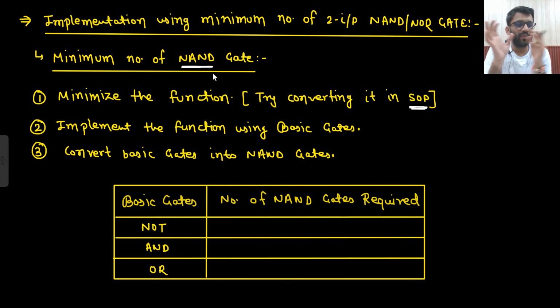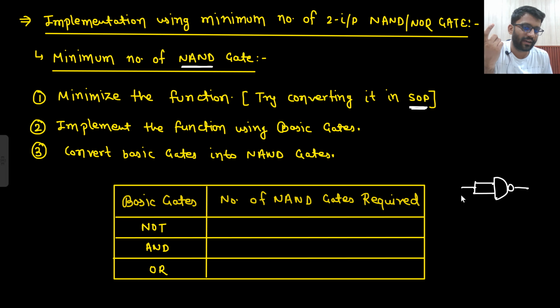So basically there will be a function. First we will implement that function using basic gates, and then we will convert the basic gates into NAND gates. We will see the examples, it will be more clear to you. But do you remember, for implementing a NOT gate, how many NAND gates were required? How did you implement a NOT gate using a NAND gate?